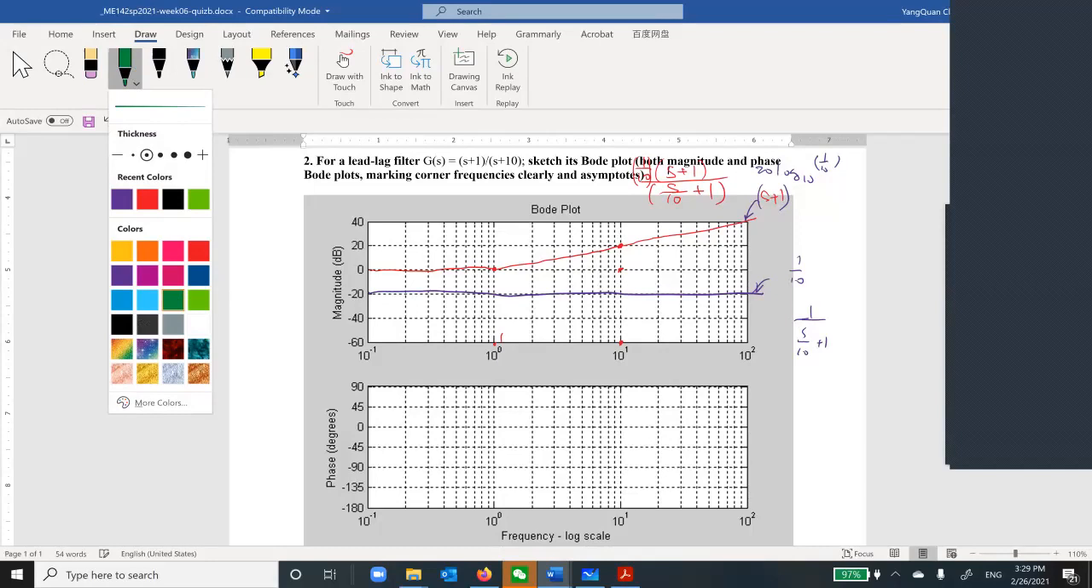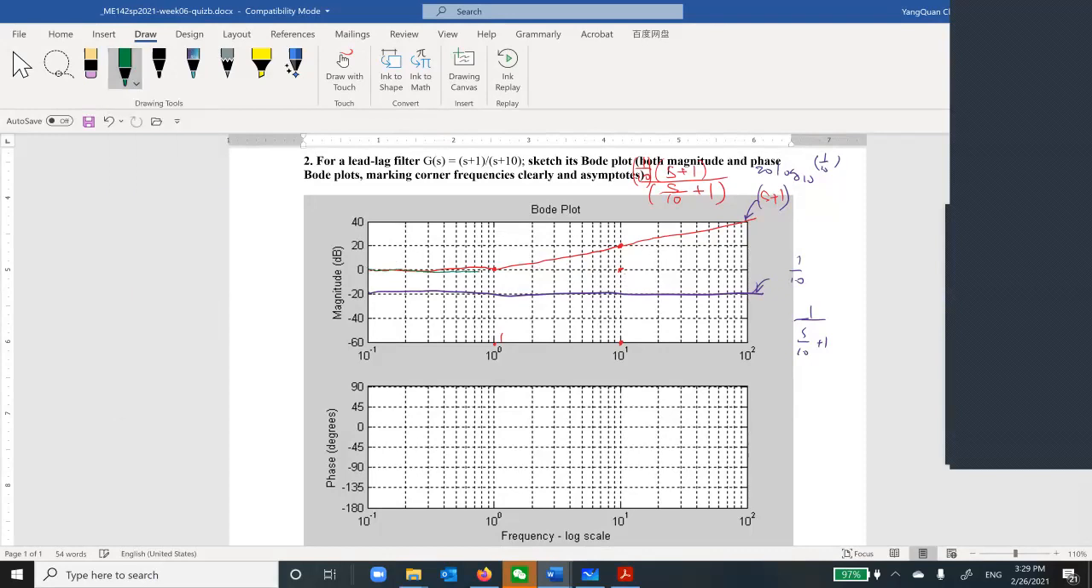The green color. I know that it will always be 0 dB until a breakpoint. Because it's a pole, I need to go down at the rate of minus 20 dB. So what I do is I check what is my 1 decade. My 1 decade is here. So then my minus 20 dB is here. So I connect these two lines, and it will continue.